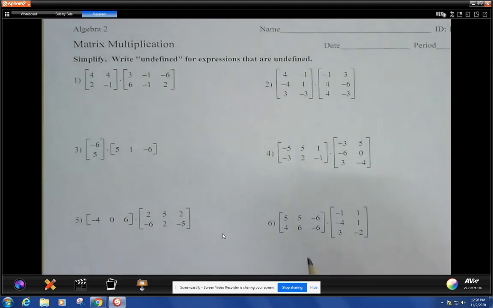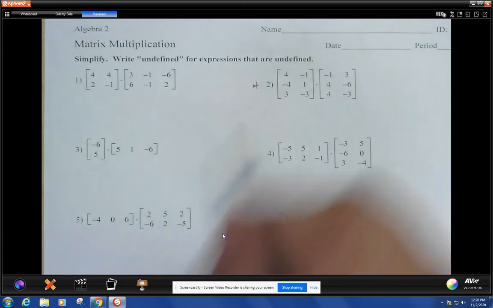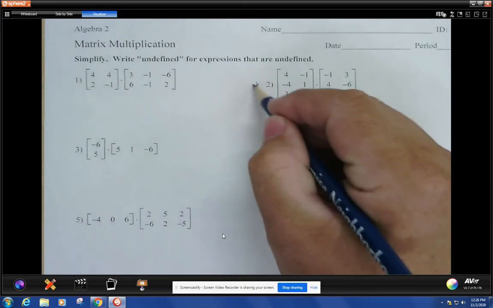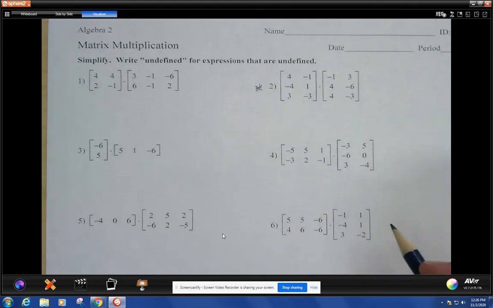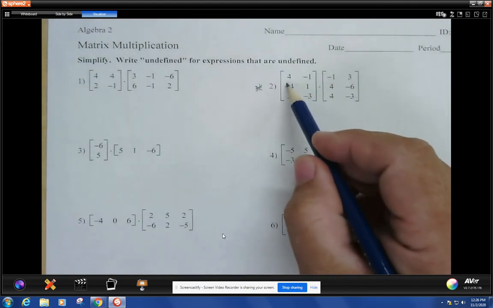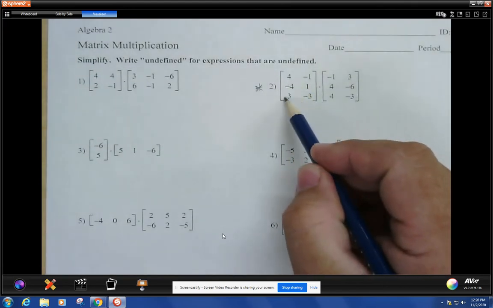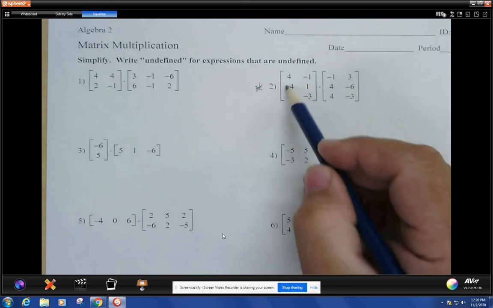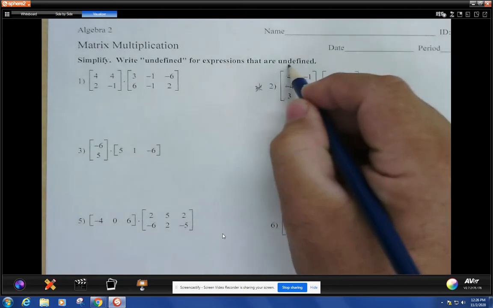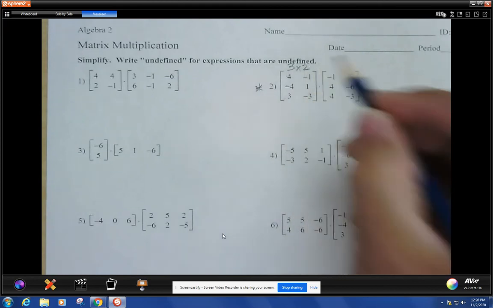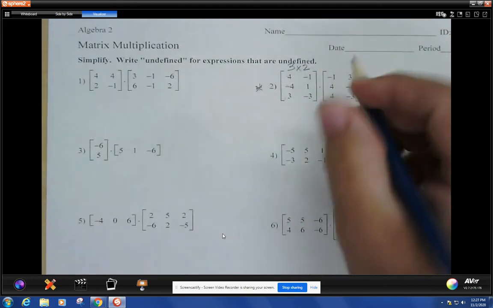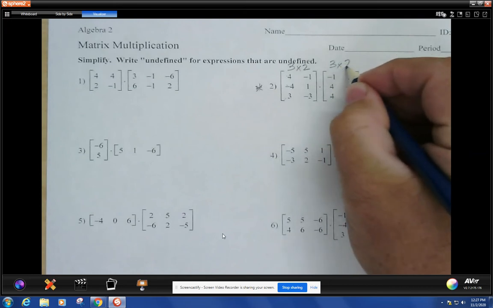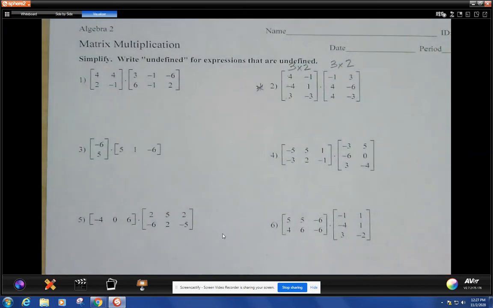And so what I want to do, I want to look at number 2 here first, and I've got a reason for doing this. Let's go ahead and define what the dimensions are. You notice I've got 1, 2, 3 rows. I always do rows times columns. So 3 rows times 2 columns. So a 3 by 2. And you notice here as well, I have 3 rows and 2 columns. So far, so good. I've got a 3 by 2 times a 3 by 2.